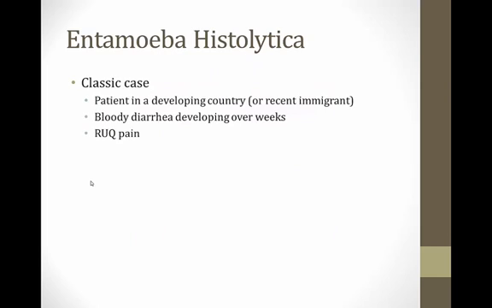So the classic case of Entamoeba infection to know for your boards is a patient who is in a developing country or someone who recently emigrated or came back from a trip to a developing country, now has bloody diarrhea that develops over several weeks and has right upper quadrant pain from the liver involvement.